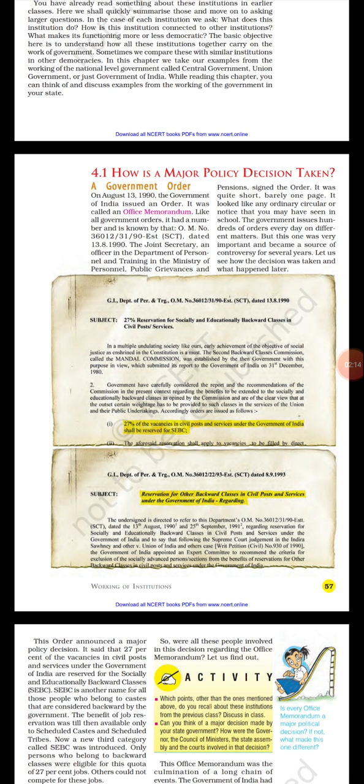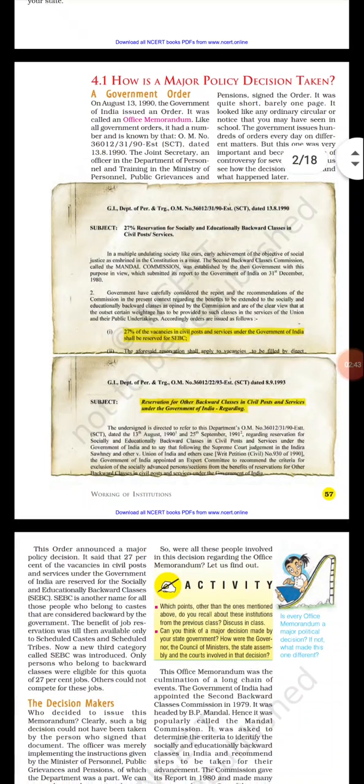The name of the order is actually given as a number. Here you will see it has a number and is known by that OM number, 3601231/90 EST SCT, dated 13/8/1990. So this is called an order. You can see the photo. When the government issues an order, it looks like this photo.